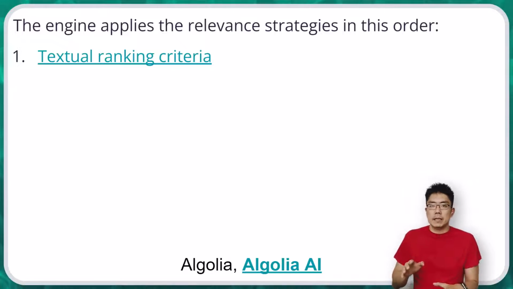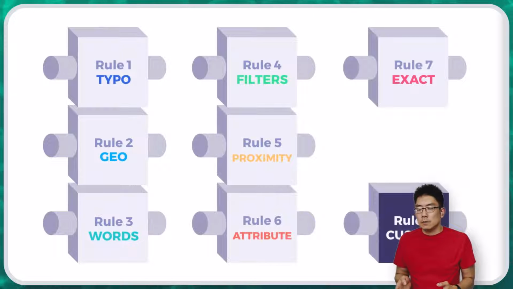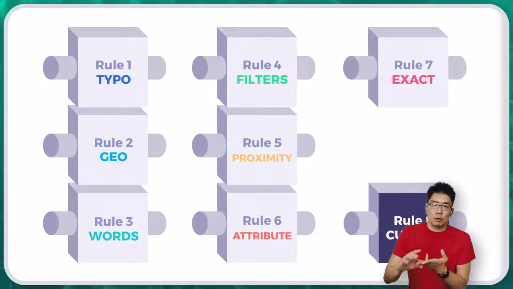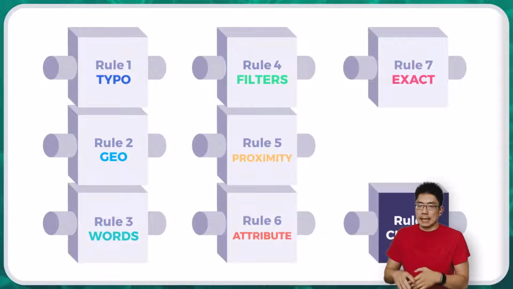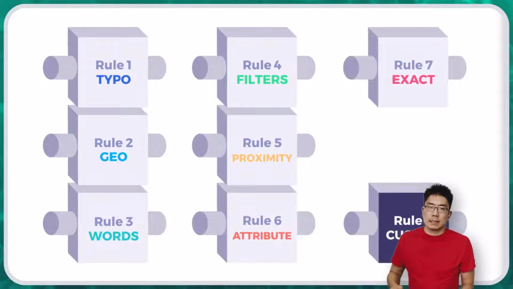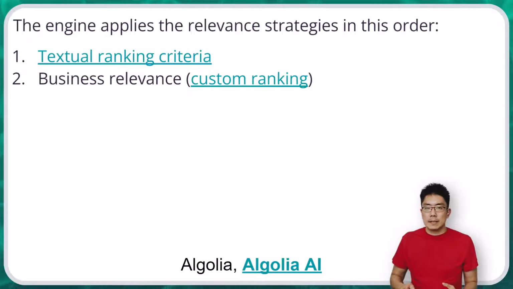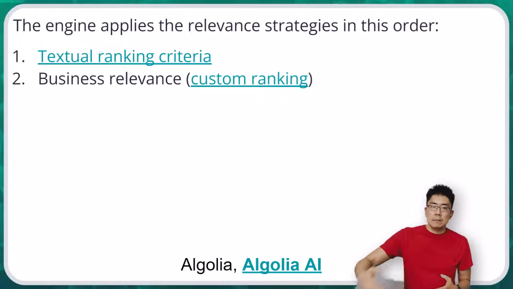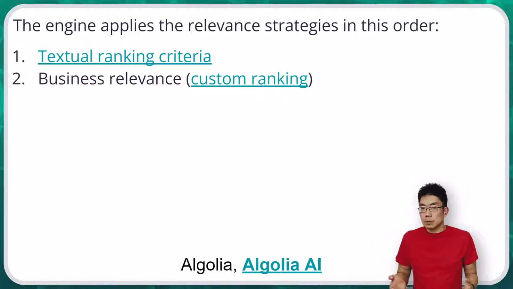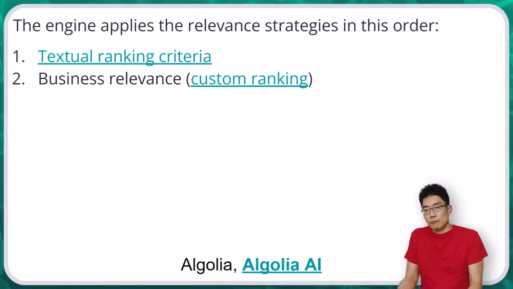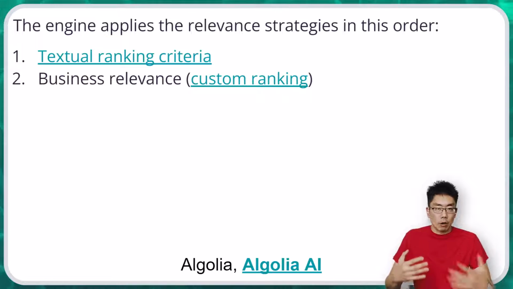The TPT search engine applies the relevant strategies in this order. So the teacher types in a search term, and then the TPT does the textual ranking criteria. This screenshot comes from one of the Algolia YouTube videos. The first 7 rules are the textual ranking criteria: typo, geography, words, filters, proximity, attributes, and exact match. And that 8th rule is the custom variables. So that's the business relevance data that individual businesses have. And that's what the TPT SEO game that I talked about last video is trying to simulate. So based on this invisible TPT SEO score, we can rank the products in terms of business priority. We don't know the exact formula that TPT is doing. We can only guess at what are large influencing factors.